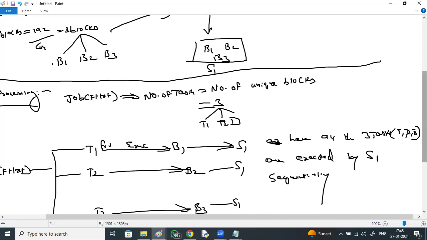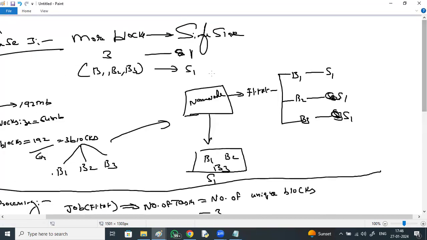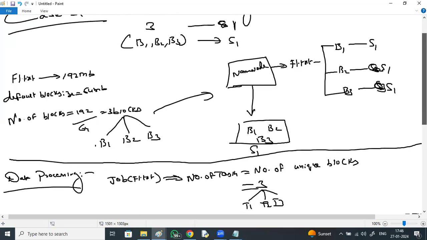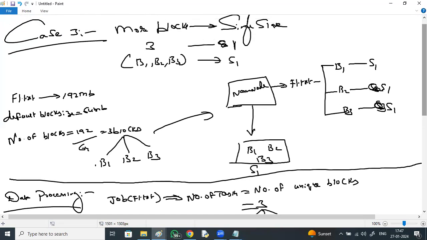Here there is no parallel processing at all. If in case 1 the number of blocks equals the number of slaves, you get more speed. If the slaves are fewer, the speed is lower. With only one slave, there is no parallel processing at all, right?